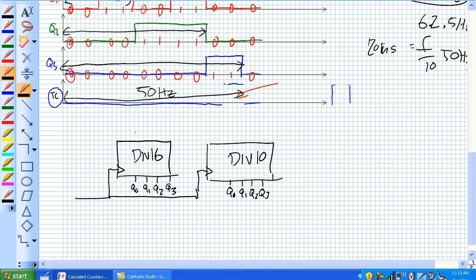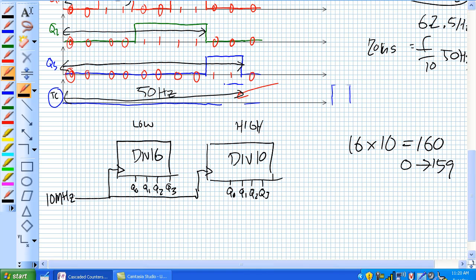And here's a modulus 16 for the low order and a modulus 10 for our high order. What is our total modulus? Again, it's 16 times 10, 160. So we should be able to count from 0 to 159. Okay, let's say we're going to feed in a 10 megahertz signal right here. What is the frequency of Q0? Well, it should be half of that, so 5 megahertz.